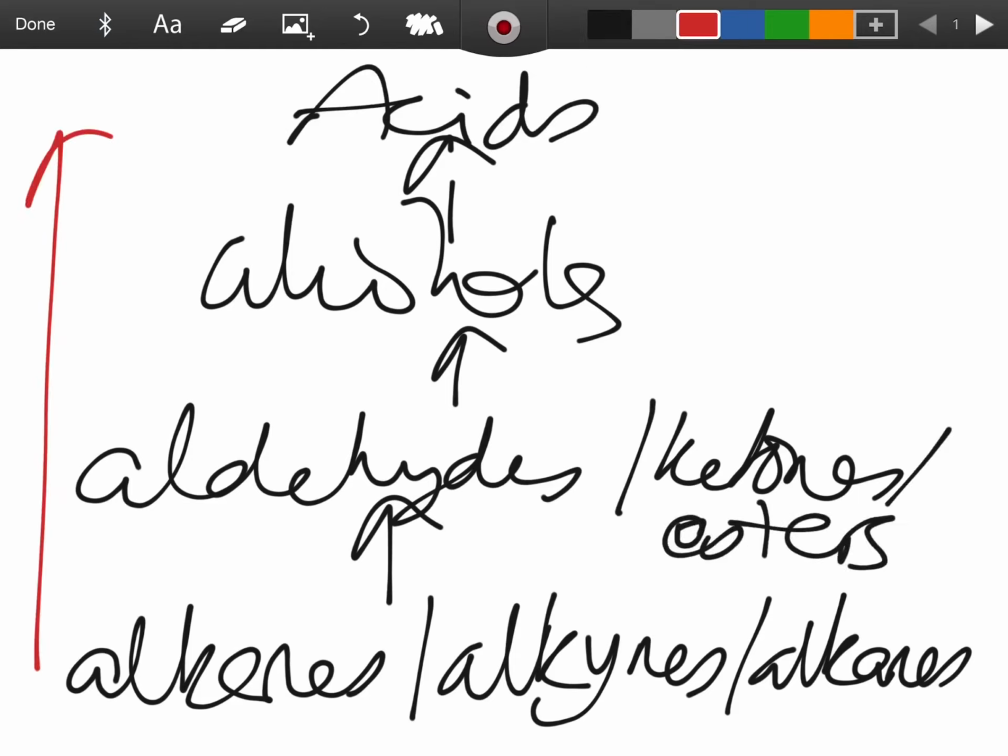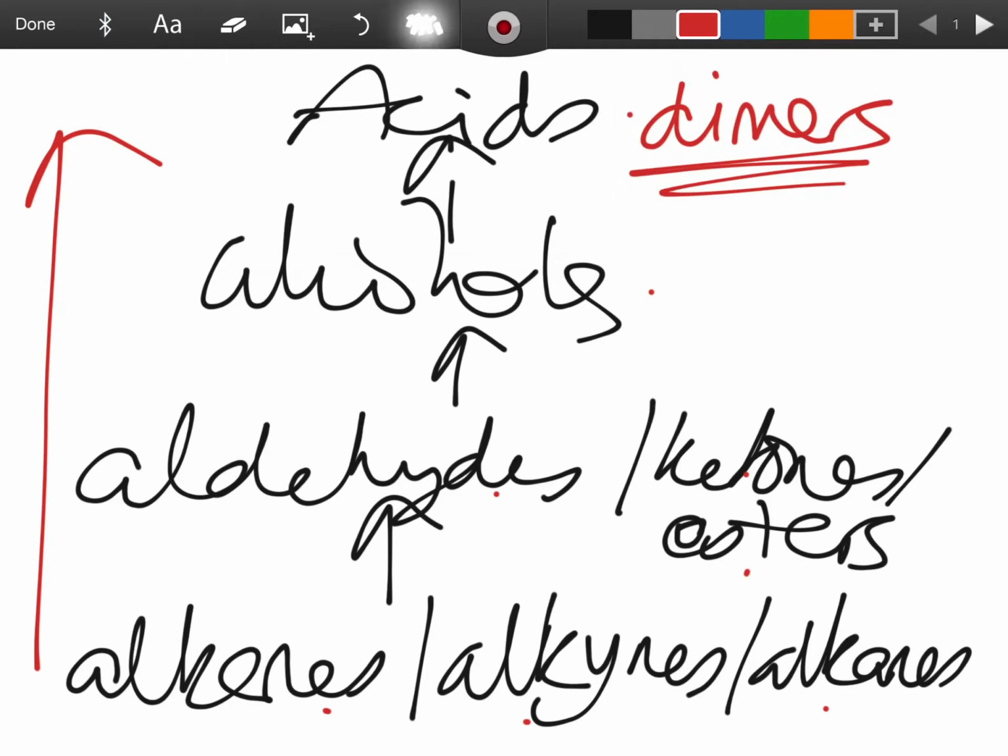Why? Because van der Waals are the type of intermolecular force you can have between these. Dipole-dipoles between aldehydes, ketones and esters. Hydrogen bonding between alcohols, but dimers. You need to mention the word dimer there if you're asked to explain the high boiling point of acids. They have the highest boiling points.